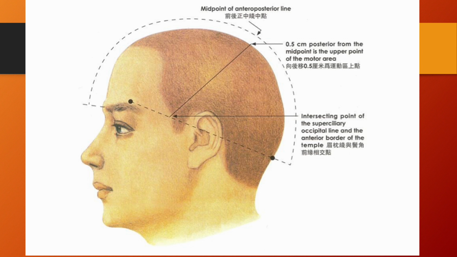The motor area is located over the anterior central convolution of the cerebral cortex, being aligned starting from a point 0.5 centimeter posterior to the midpoint of the anterior posterior midline of the head and stretching diagonally to the juncture between the eyebrow occipital line and the anterior border of the corner of the temporal hairline. Draw a vertical line upward from the midpoint of the zygomatic arch to the eyebrow occipital line. The intersection of the two lines is the projection of the motor area.